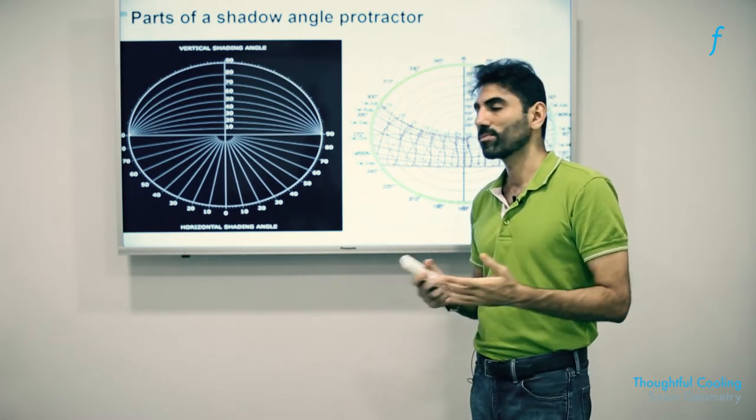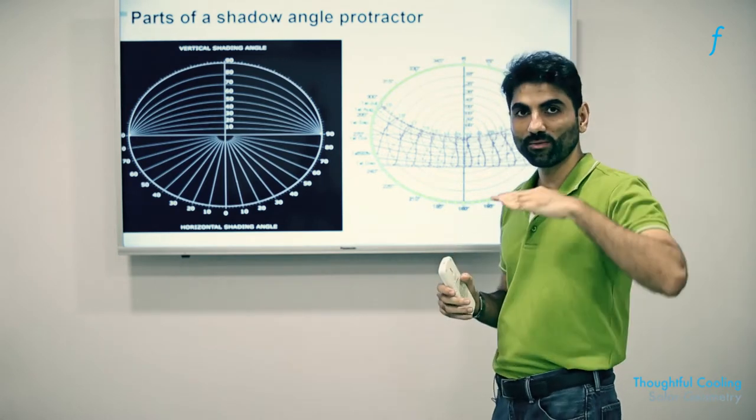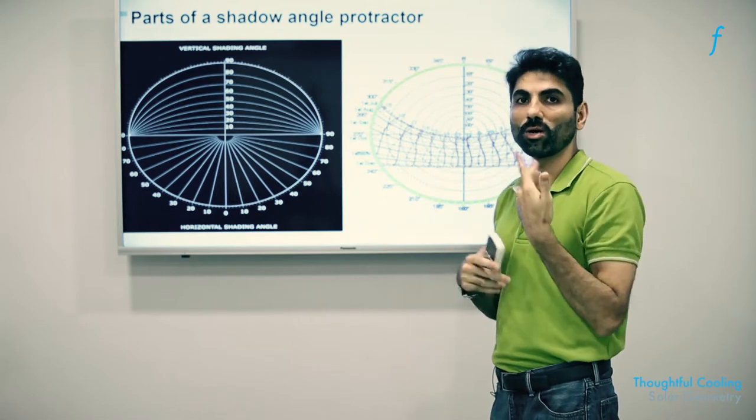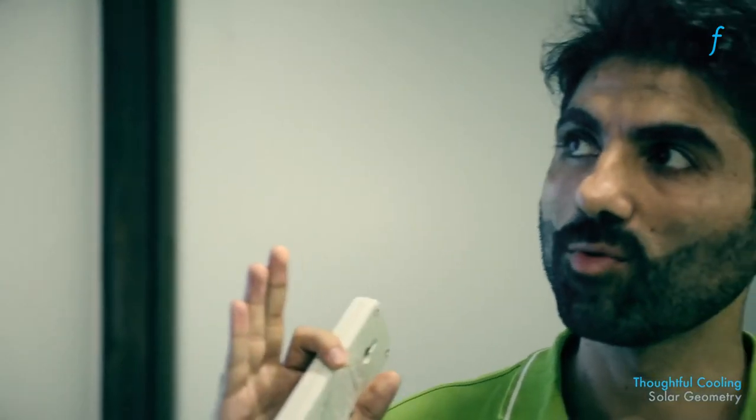Two simple types of shading devices that are available are what's called a horizontal shading device, which is an overhang, or in colloquial terms, it's called chajja. Or I can have what are called vertical fins. These are perpendicular to the building and are perpendicular to the ground as well, right? So these are vertical fins, and horizontal shading devices are overhangs that project out of the building.